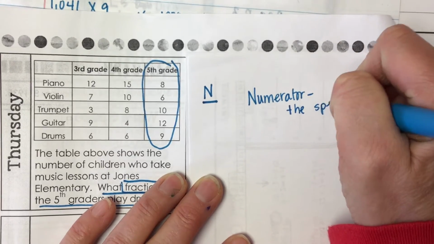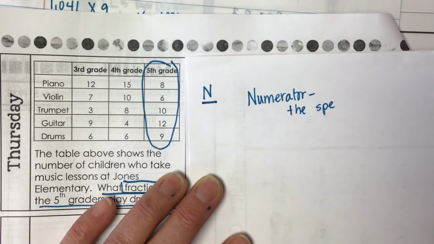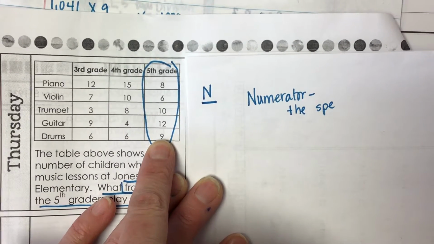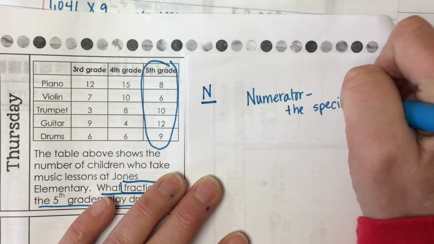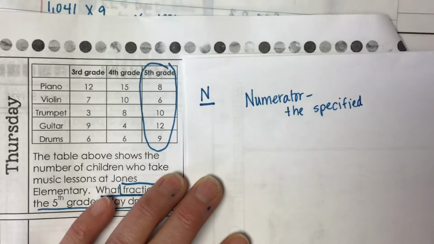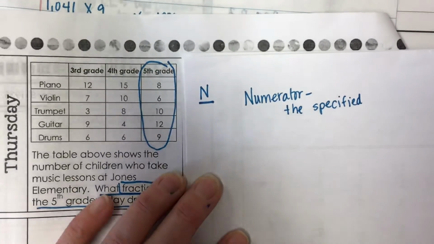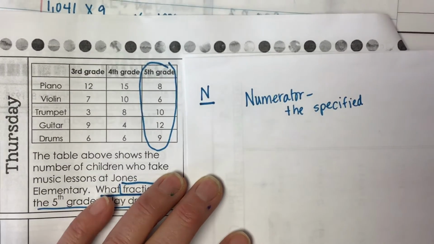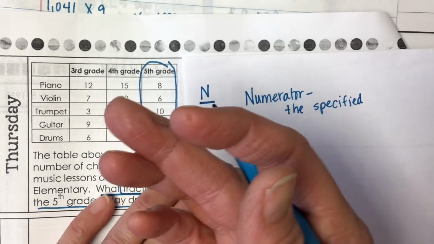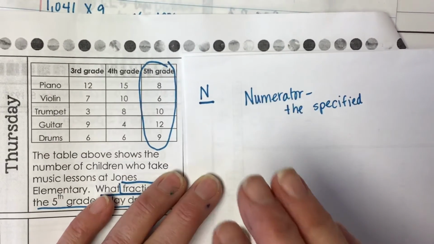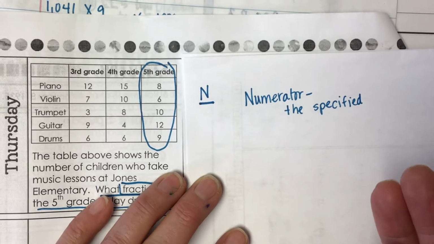Okay, so it might say, what fraction play drums? Well, that number is your numerator. The number that play drums is our specified number, and that is your numerator. It might say, how many parts are shaded? Well, the number of parts that are shaded will be your numerator. It might say, how many kids voted for pizza? What fraction of students voted for pizza? The number that actually voted for pizza is going to be your numerator.